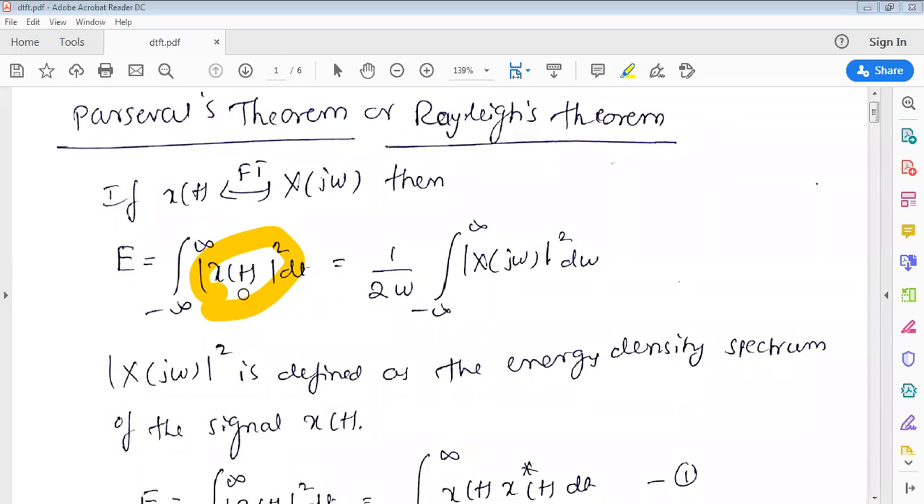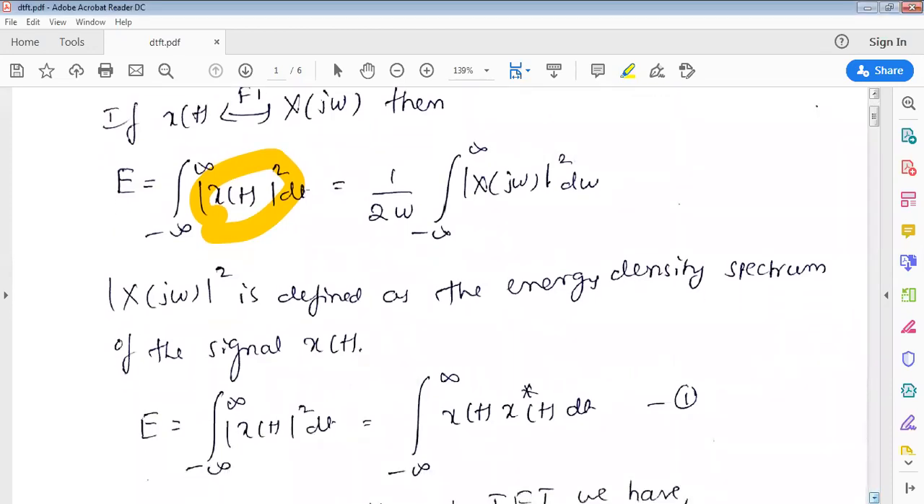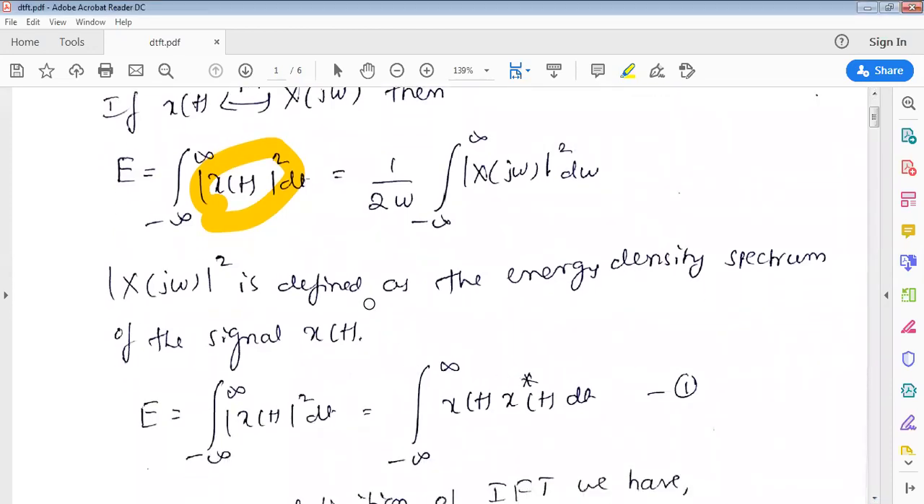Energy is calculated in continuous time from the integral from minus infinity to plus infinity of |x(t)|^2 dt. It can be calculated in the Fourier domain as 1 by 2 pi times the integral from minus infinity to infinity, instead of x of t you take |X(j omega)|^2 d omega. So what is your X of j omega? |X(j omega)|^2 is defined as the energy density spectrum. This is nothing but the energy density spectrum of signal x of t.